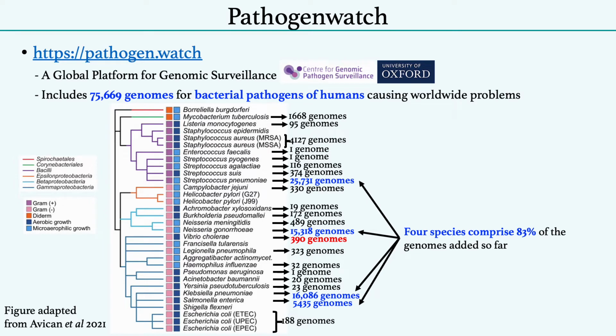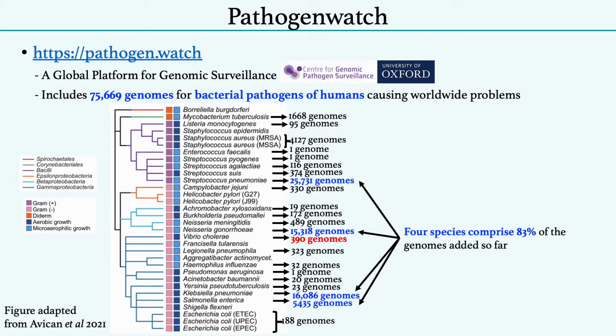Pathogen.watch is a website that can be used as a global platform for genomic surveillance of pathogens of humans. It has been developed by the Centre for Genomic Pathogen Surveillance, a collaboration between the University of Oxford and the Wellcome Institute. So far, Pathogen.watch includes almost 76,000 genomes for bacterial pathogens of humans that cause worldwide problems.